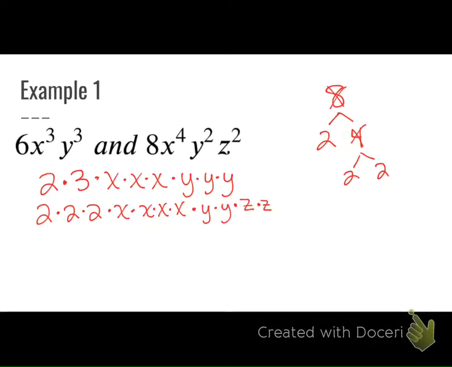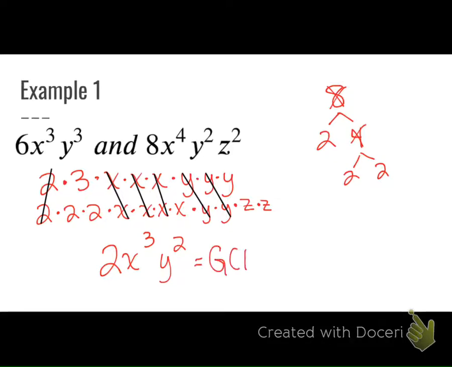Now that we have our prime factorizations, I'm looking for matches. So I have a match of 2's, 1, 2, 3 matches of x's, 2 matches of y's. So anything that matched up, I'm going to multiply together. So 2 x cubed, because there were 3 matches, y squared, because there were 2 matches, is my GCF.